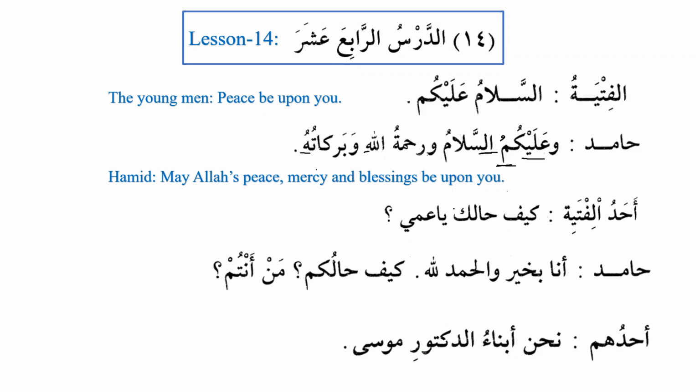So this is the greeting that whenever someone greets, when he says assalamu alaikum, the best way is to say wa alaikum assalamu wa rahmatullahi wa barakatuh. So whenever we return the greeting, we return it in the best possible manner.